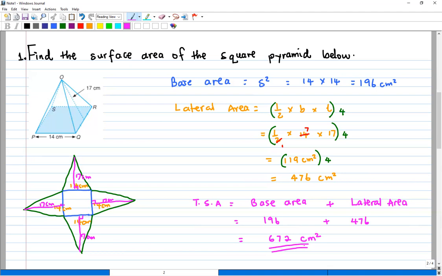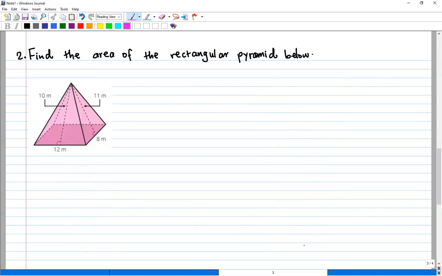So that is it. You just need to get the base area. If the base is a triangle, get the area of a triangle. If the base is a rectangle, get the area of a rectangle. If the base is a square, get the area of a square. And of course, the lateral area will be the area of the triangles. That's all. You put them together and you get what we call the surface area. Let me give you another example.